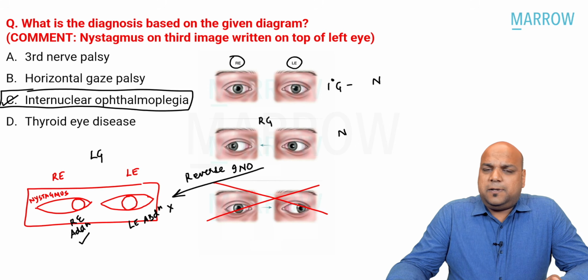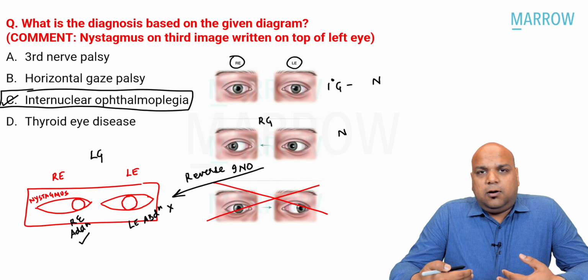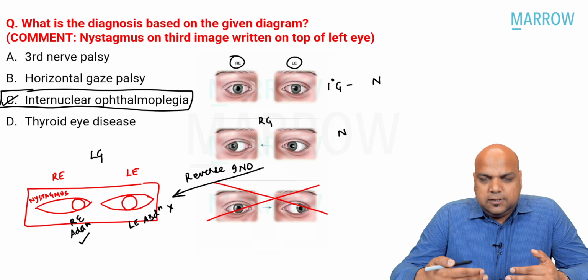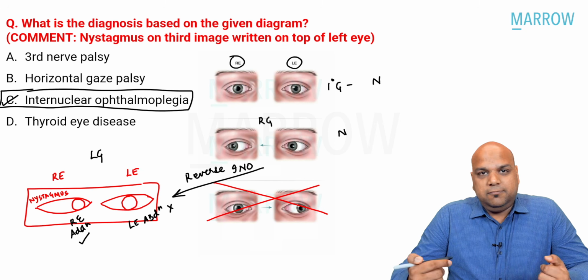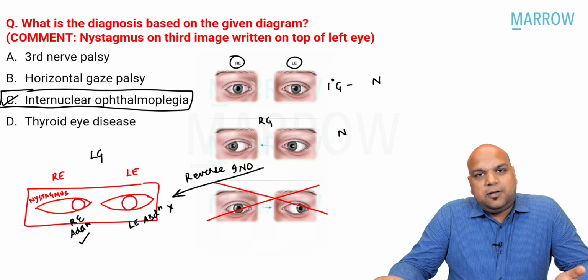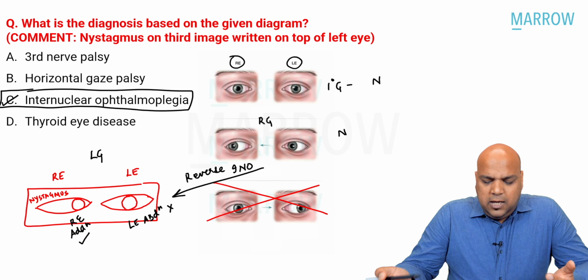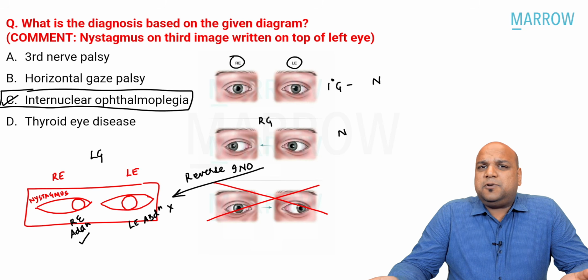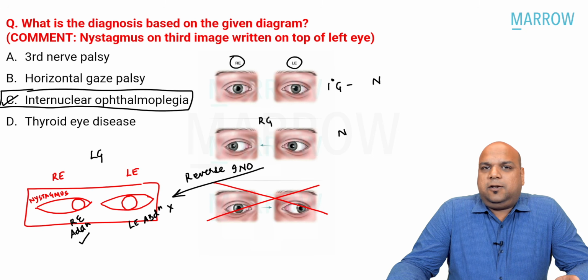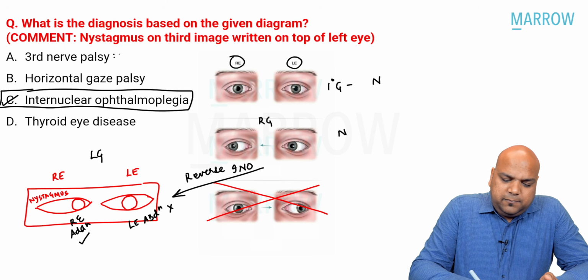It is a very rare presentation, though gut feeling, I think even if this photograph was given, this was an oversight. Somebody who was making the paper just put a wrong photo. This should not have been put. But even if this was given, the answer was still internuclear ophthalmoplegia, because there was no option stating reverse internuclear ophthalmoplegia.